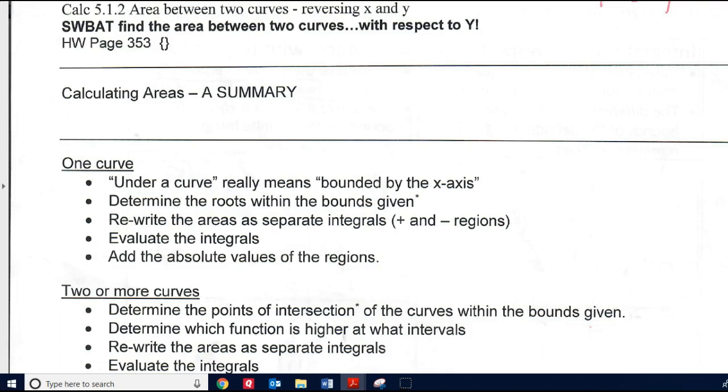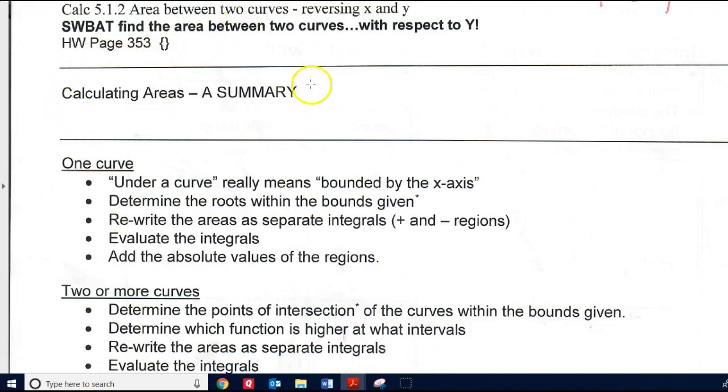So if you could turn in your packet to the next section where we're doing 5.12, which is the area between two curves. Pun intended, we're actually going to reverse x and y as well. Our objective is to find the area between two curves, but this time with respect to y. We've always found it with respect to x before, so this is a new one for us.